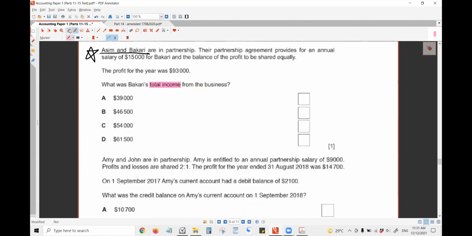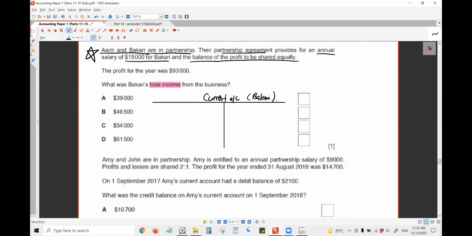Now let's come up with the current account first. Current account. This is for Bakari only. They are in partnership. Agreement says that annual salary is 15,000 for Bakari. Balance of the profit to be shared equally. Profit for the year is 93,000.